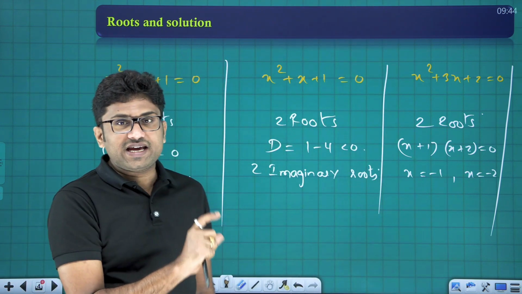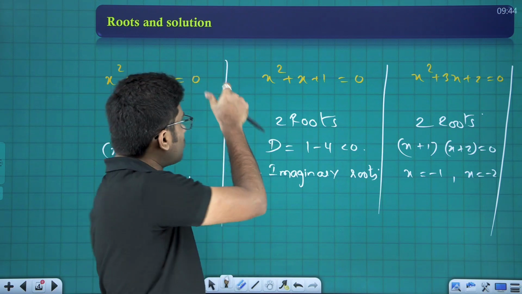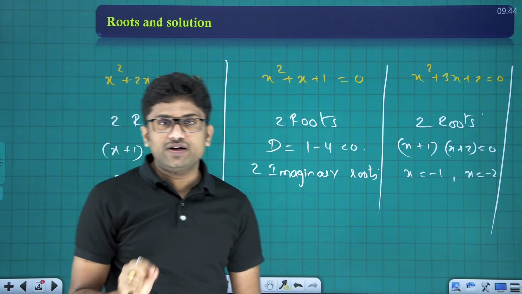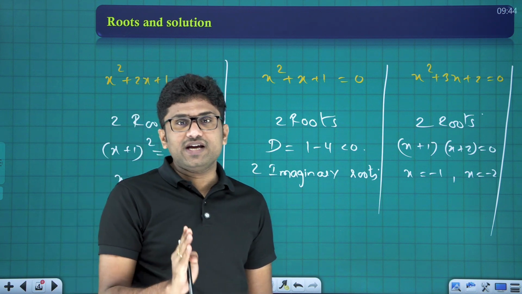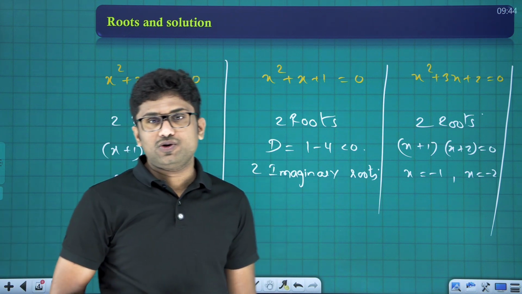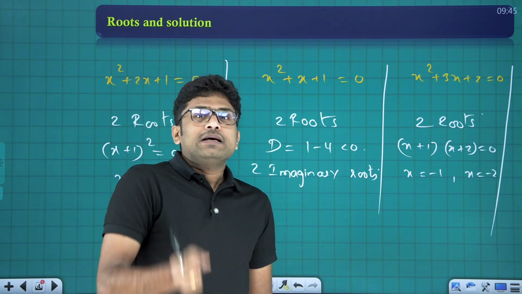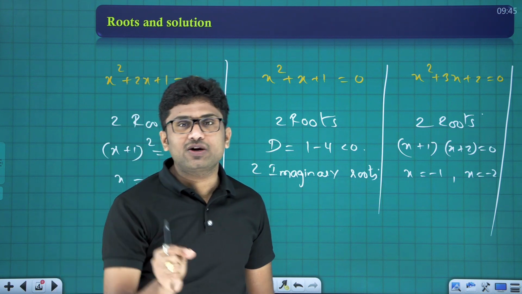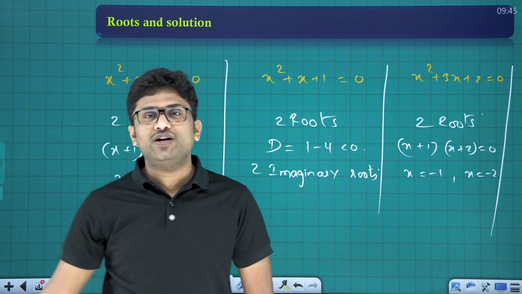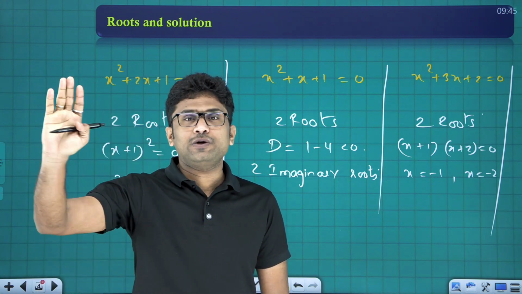So in all these three cases, we say these quadratic equations have two roots. We can conclude that any equation of degree n will have n roots. Now coming to solution, what do we mean by solution? Solution means the number of distinct real roots of an equation.